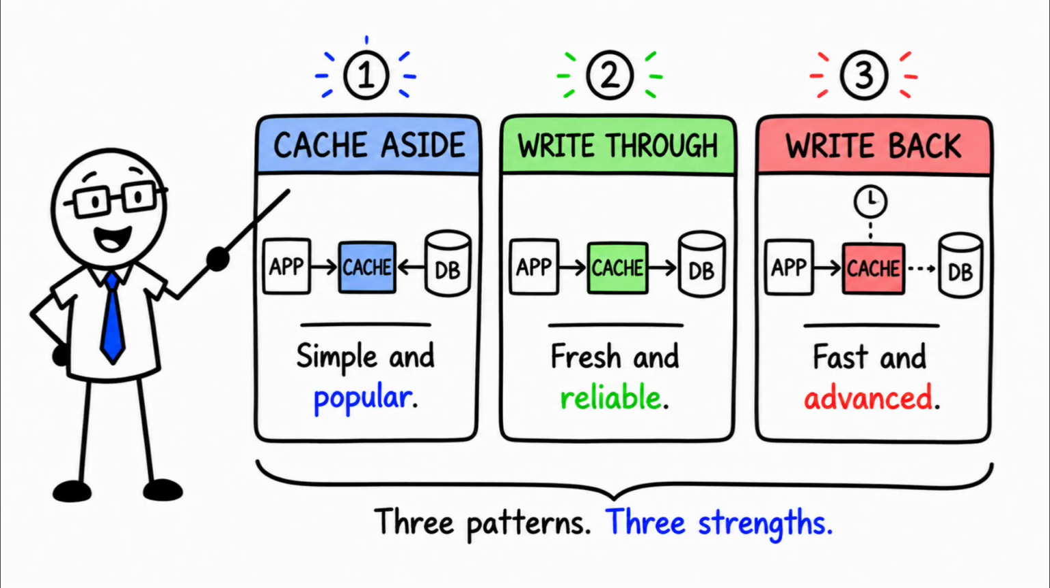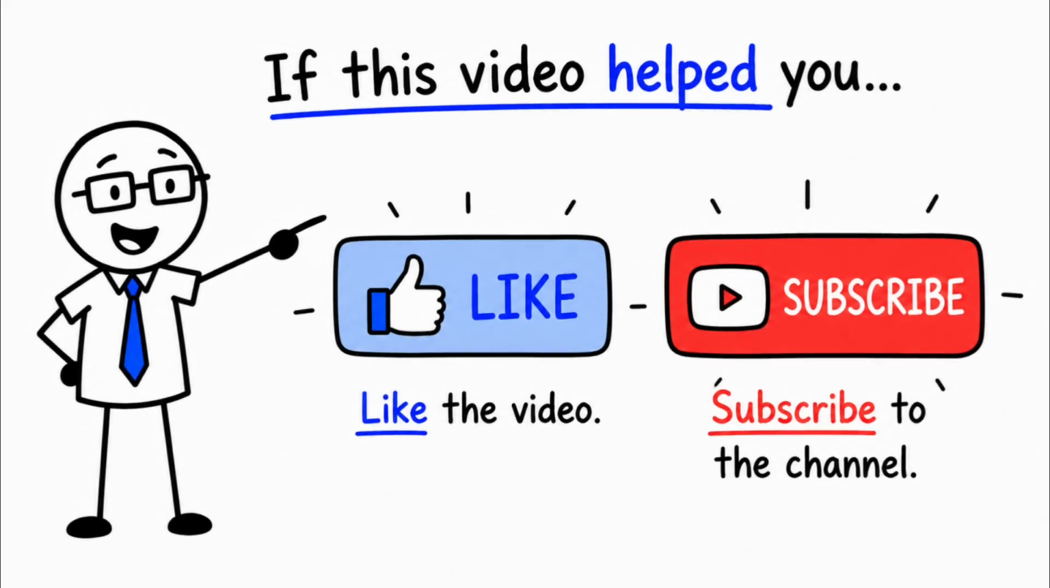Final summary. One line each. Cache aside is simple and popular. Write through is fresh and reliable. Write back is fast and advanced. If you understand these three patterns, you now understand a big part of real-world caching systems.